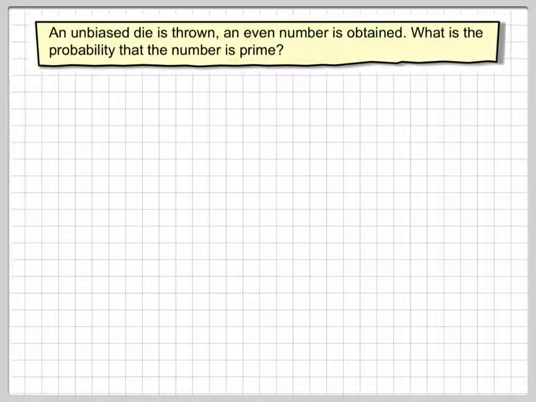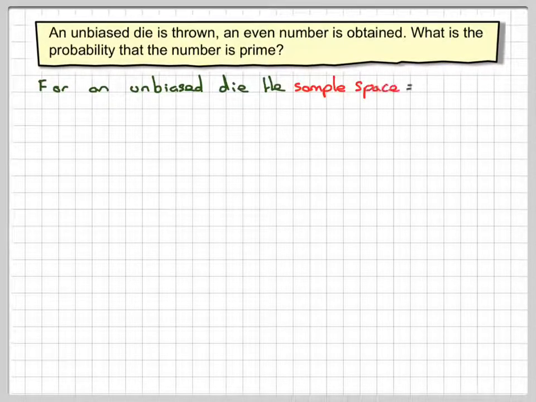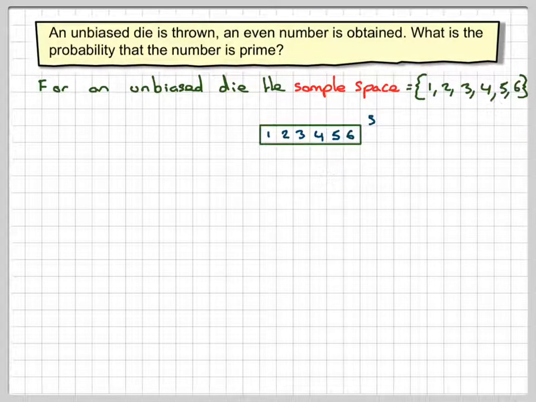In this video, we're going to look at the idea of what is known as conditional probability. So, an unbiased die is thrown, and an even number is obtained. What is the probability the number is prime? For an unbiased die, the sample space is going to be equal to 1, 2, 3, 4, 5, 6. We can draw that diagram like we've done before.